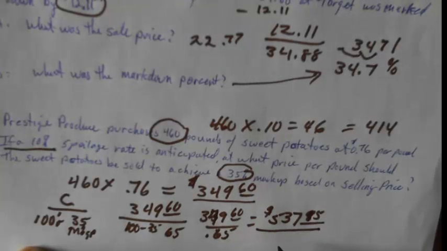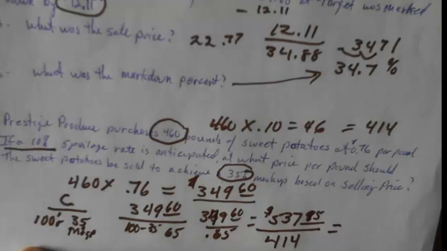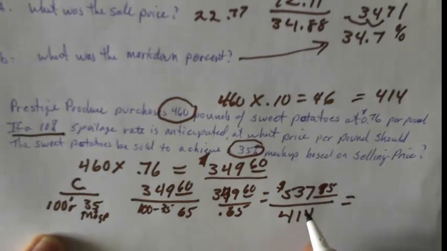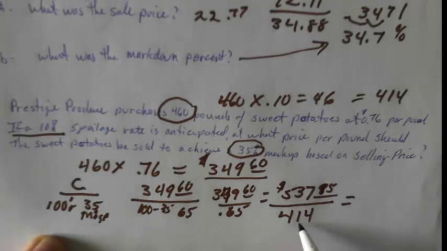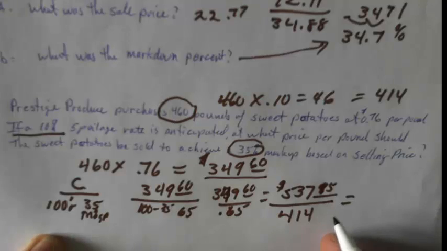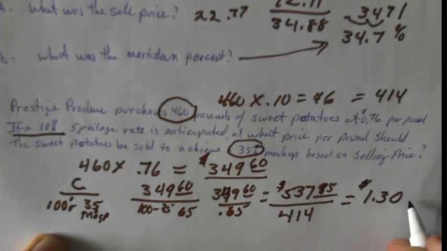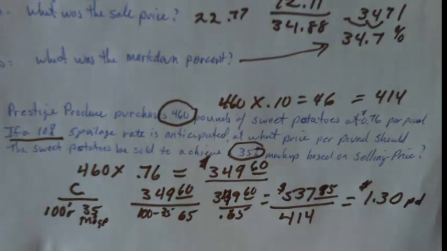In order to find our price per pound, we take the cost that we want divided by how many pounds we're now going to have, and again, it's a calculator. 537 over the 414. Again, we put it in our calculator, and we're going to get $1.30 per pound is the selling price that we should sell the sweet potatoes for.